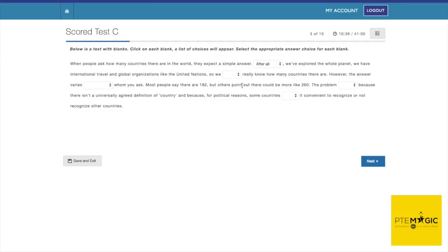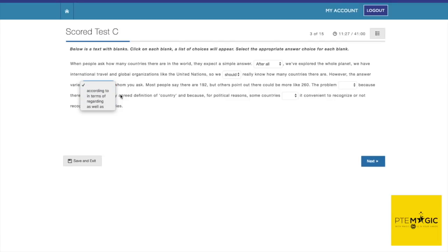So we should really know how many countries there are, because we've already explored the whole planet, so we should know. Might, can, should, and don't. Yeah, I can see the word I guessed before. However, the answer varies, depending on whom you ask. Okay, because different people will answer differently.